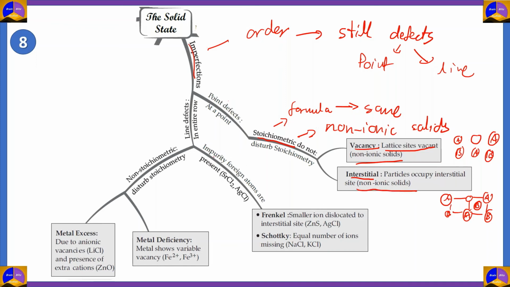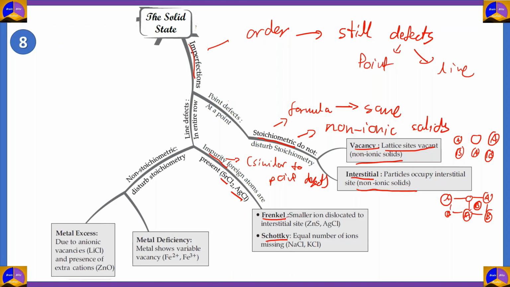For ionic solids, we have a separate kind of defect known as impurity defect. So impurity defects are present in ionic solids and they are similar to point defects. So for example, SrCl2 and AgCl, we have foreign atoms present in a crystal lattice, forming impurities. The types of impurities are Frenkel defect and Schottky defect.